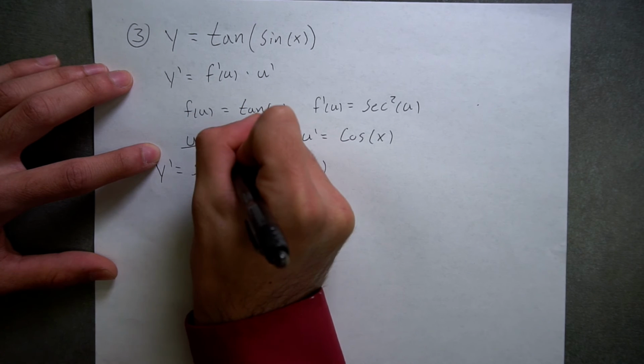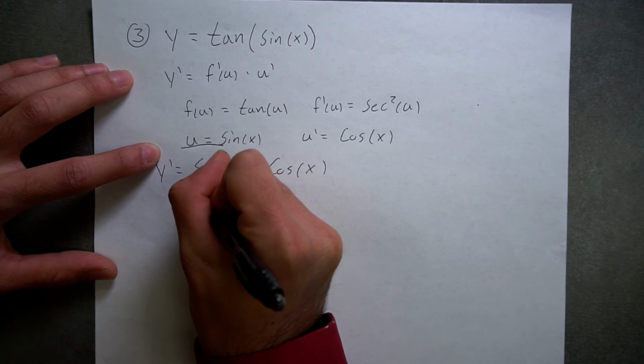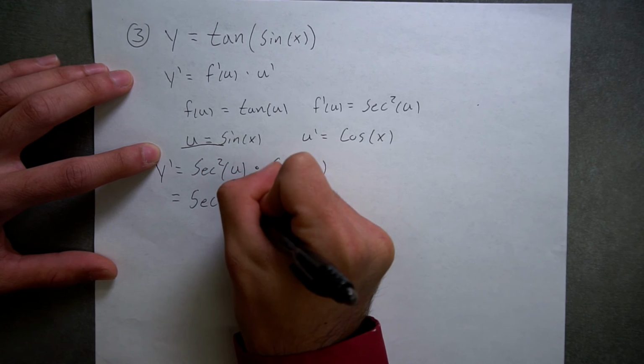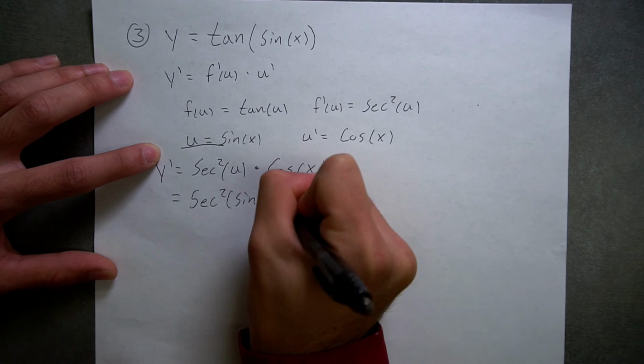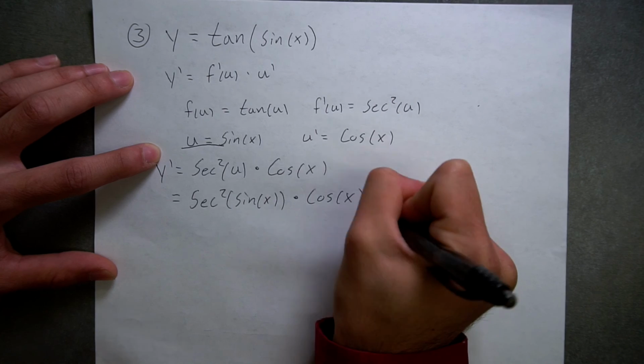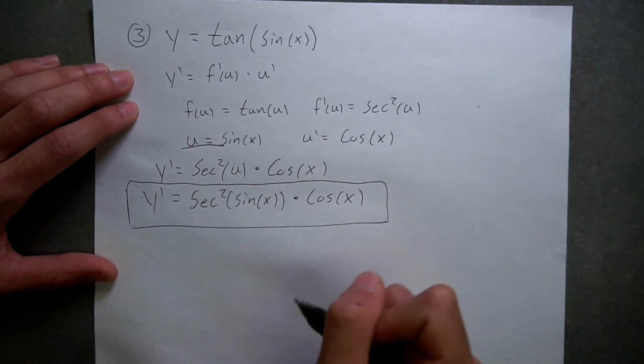We have to substitute our u back into the secant squared function. So secant squared of sine of x multiplied by the cosine of x. And that's the derivative using the chain rule for problem 3.